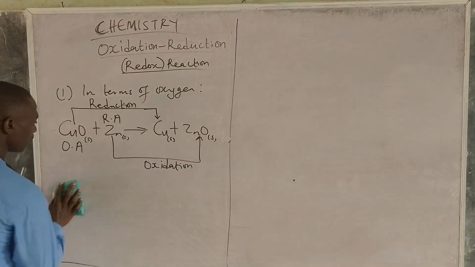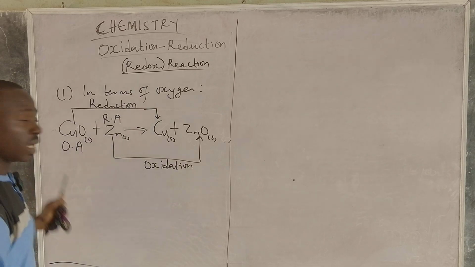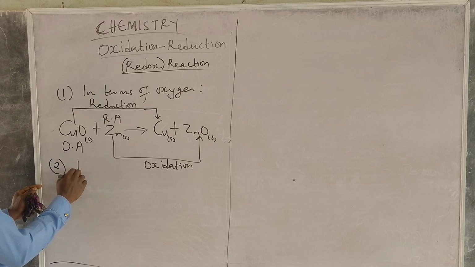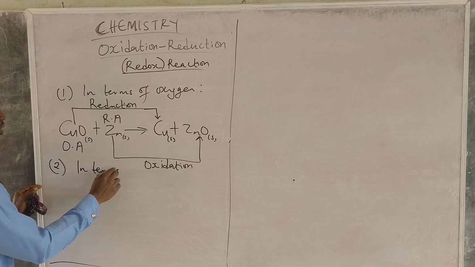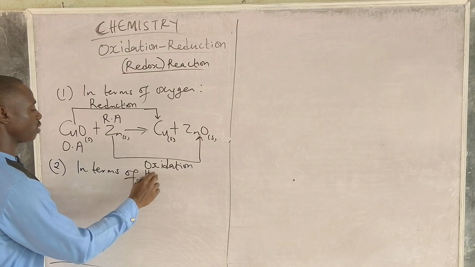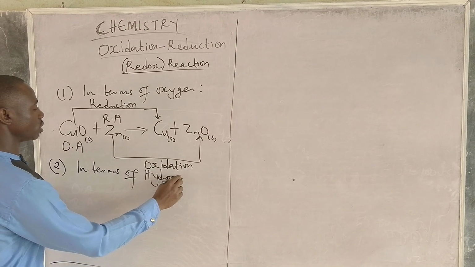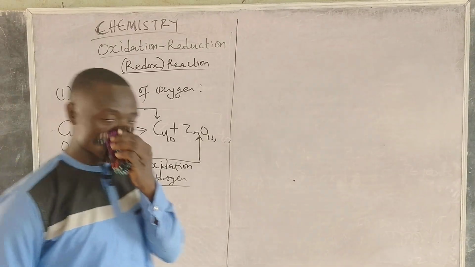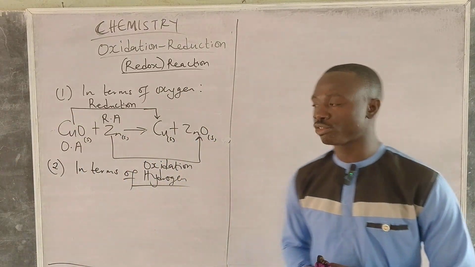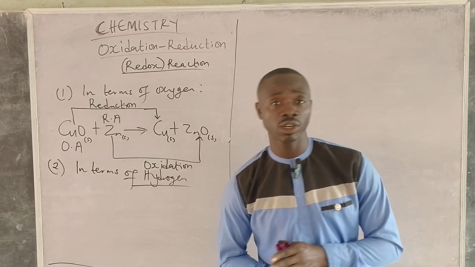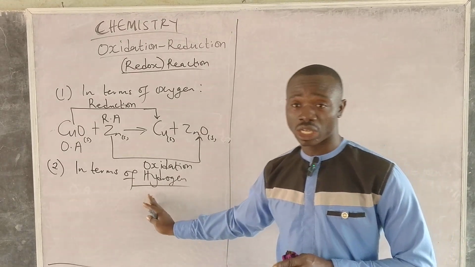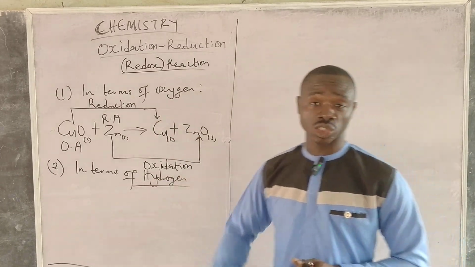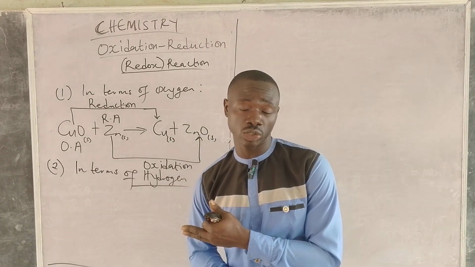All right. So I am going to move to the next definition of oxidation reduction, and that's going to be in terms of hydrogen. So this is the number 2 definition of oxidation reduction. So how do we define oxidation reduction in terms of hydrogen? I wanted you to know that hydrogen is the reverse of oxygen. All right. So what do you think oxidation and reduction are going to be in terms of hydrogen?